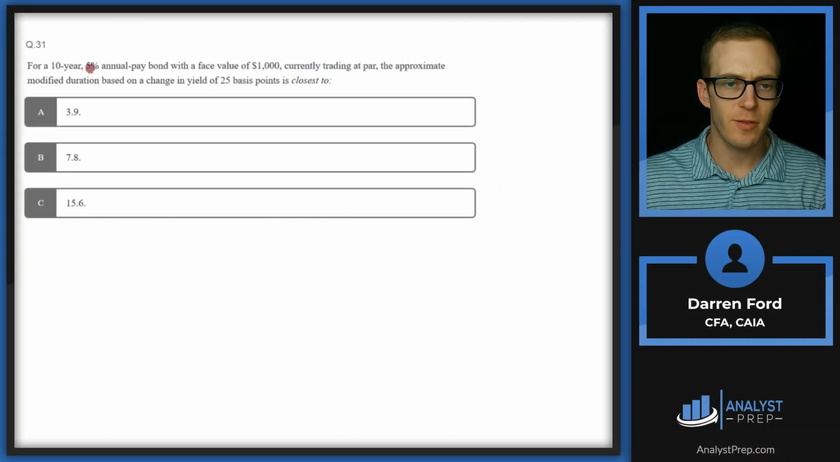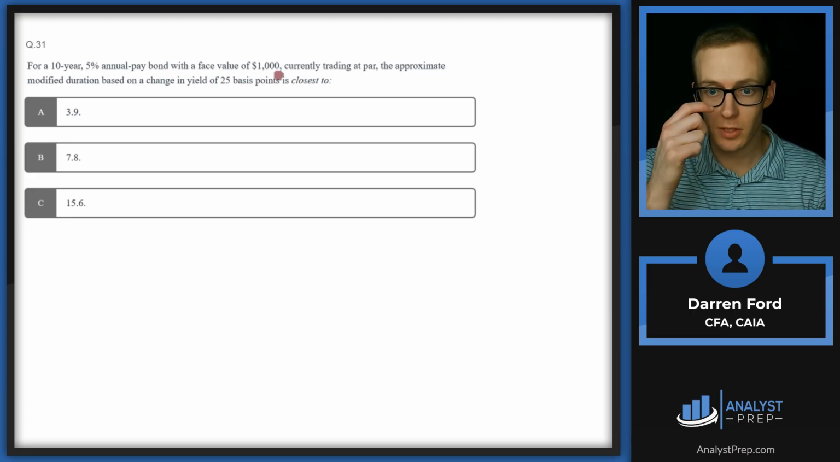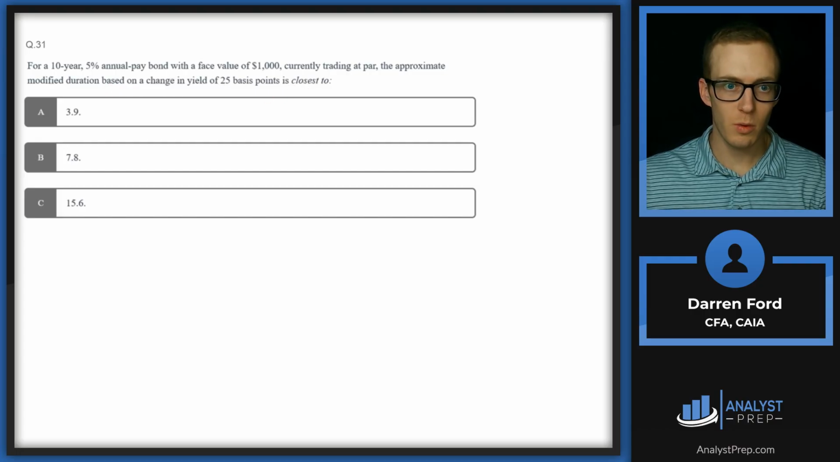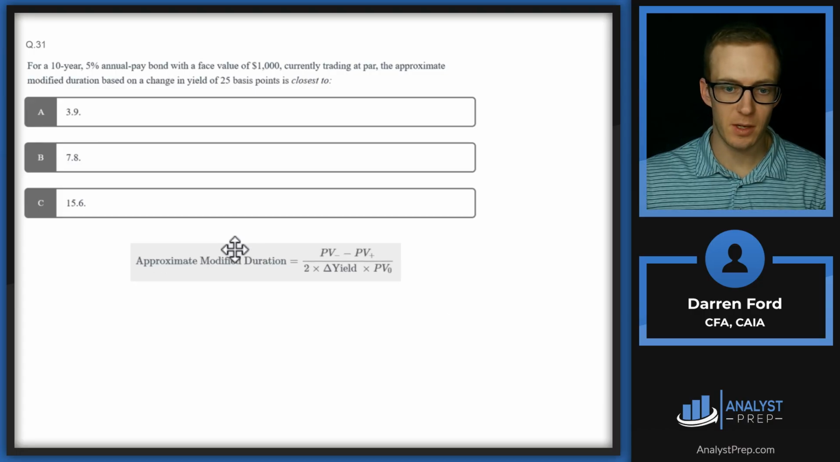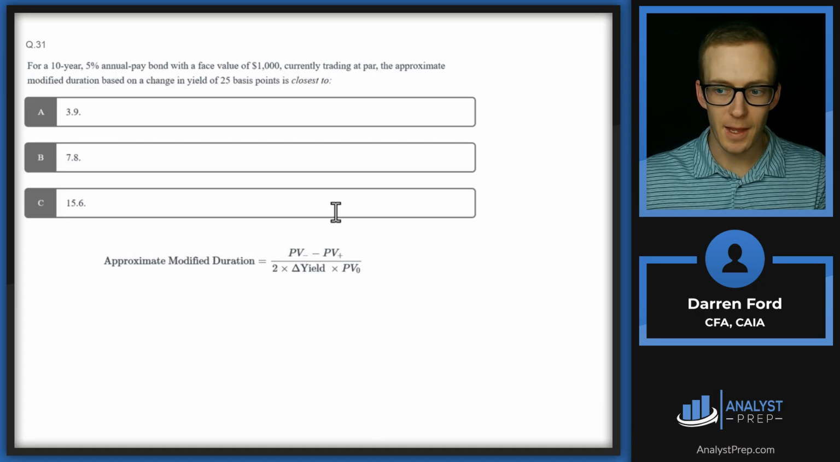For a 10-year 5% annual pay bond with a face value of $1,000 currently trading at par, the approximate modified duration based on a change in yield of 25 basis points is closest to. So what we're going to be doing here is using this approximate modified duration formula, and we are given a few of these values off the bat, but then we are going to need to calculate.